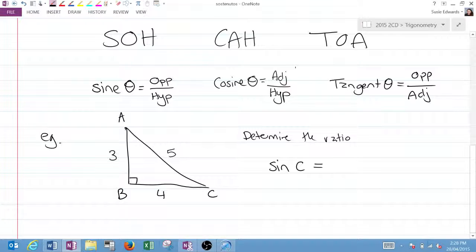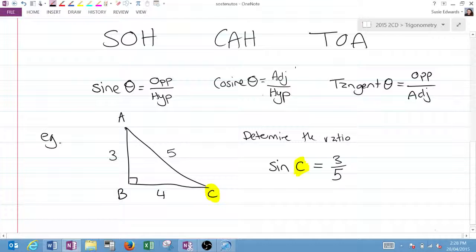So again? Why is it 3 over 5? C is the angle we're going to look at. C becomes the reference angle. So what's opposite to C, Nelson? 3. And what's the hypotenuse? 5. And so that's what the ratio is.